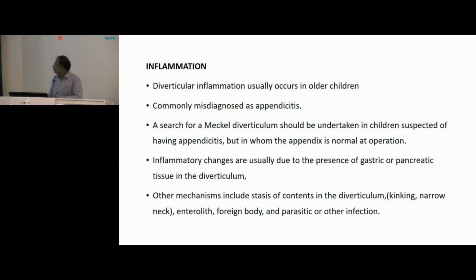So diverticular inflammation may be secondary to gastric mucosa or pancreatic mucosa, which can cause pain and other features, so it can be misdiagnosed as appendicitis. Whenever we do a laparotomy and find the appendix normal, we have to search the bowel proximally for any Meckel's diverticulum at the time of the operation.